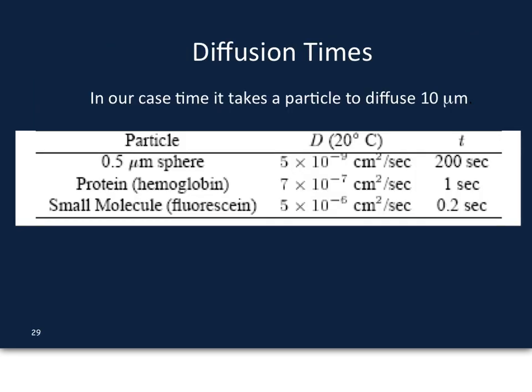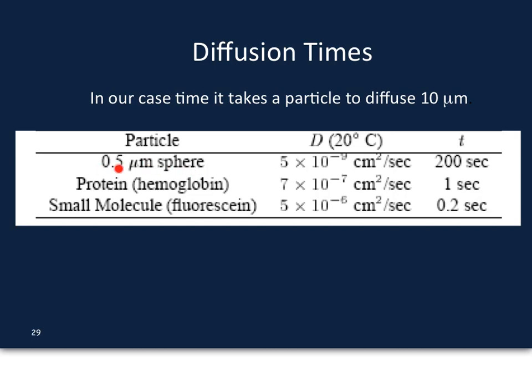So here are a couple example diffusion times of different particles that we might have in a microfluidic device. Microfluidic channels are often on the order of, say, 10 microns, so what we're interested in is how long it would take these different representative particles to diffuse across the width of a given microfluidic channel, which might be on the order of 10 microns.